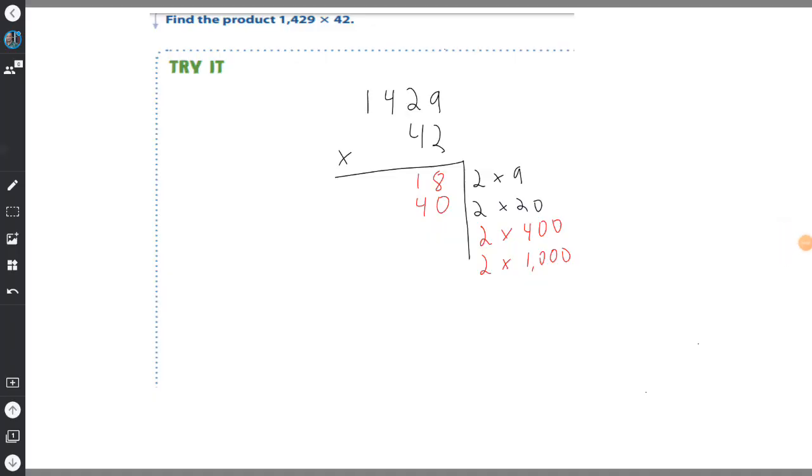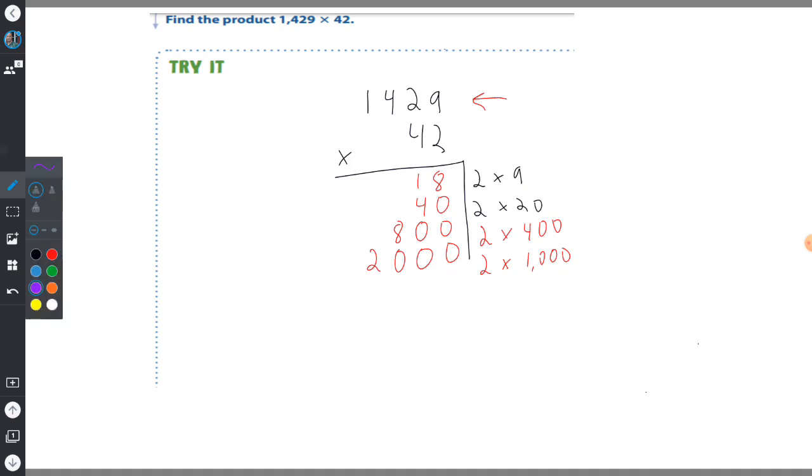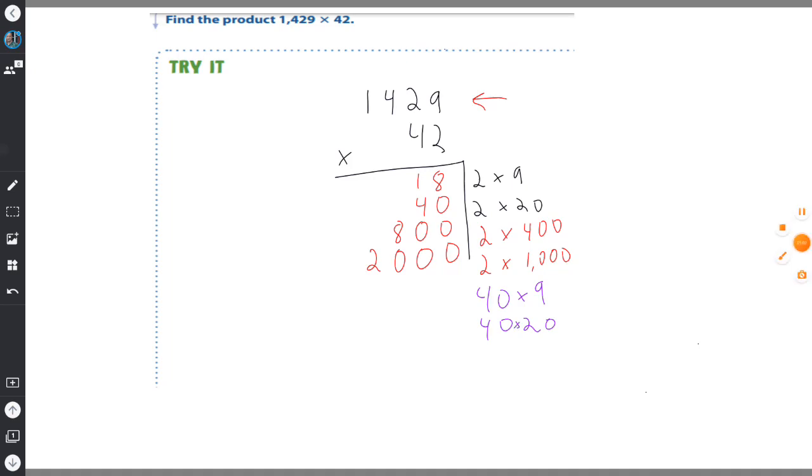All right, so basically when you get to this part, everything should be lined up. Okay, so that's the first part of what we've done. I multiplied the 2 by all the numbers on the top. What do I have to multiply next? 40 by all the numbers. Exactly correct. I have to multiply 40 by all the numbers, right? So first I'll do 40 times 9, then 40 times 20. Go ahead and continue that.